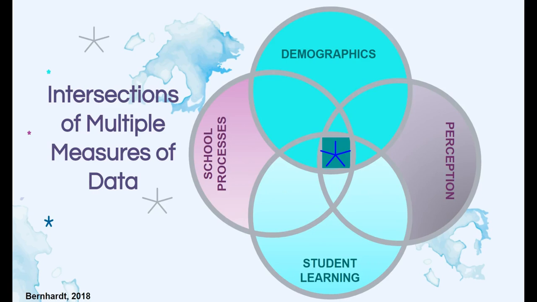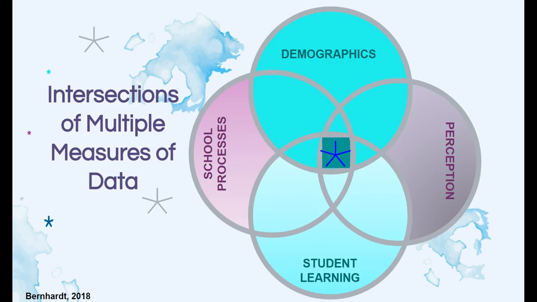Each multiple measure offers data on its own, but the data can be understood on deeper levels when the measures are combined or intersected in 2 or more points. The final intersection is the 4-way intersection seen in the center of the image. This is the demographics by student learning, by perceptions, by school processes data.